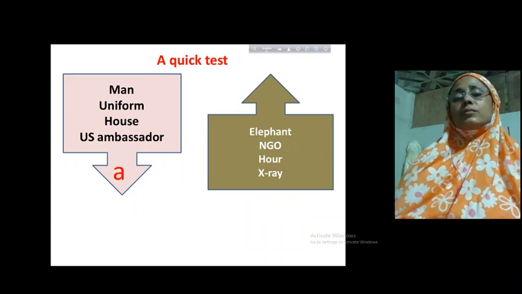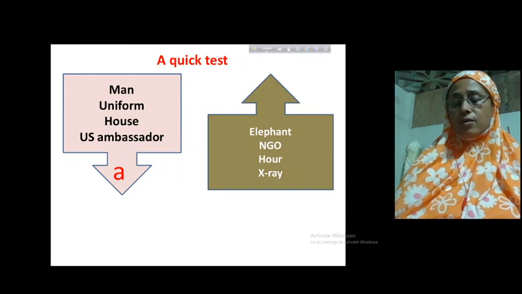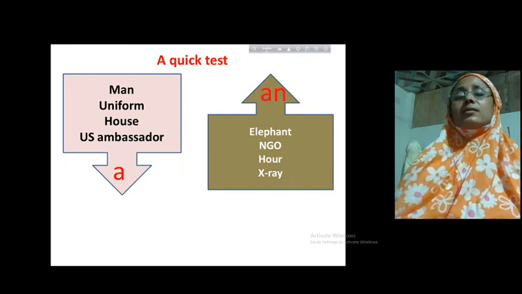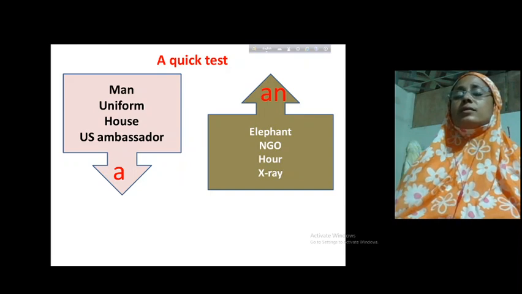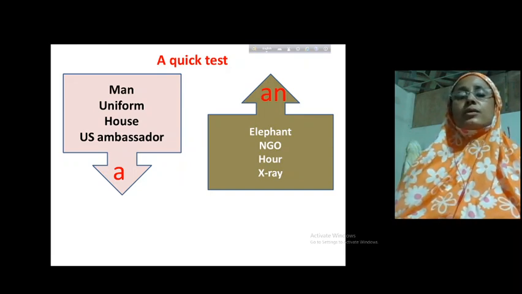Again, you have four more words: elephant, NGO, hour, X-ray. What will we put? A or an? Yes, we have to put an before elephant, NGO, hour, and X-ray. Great.